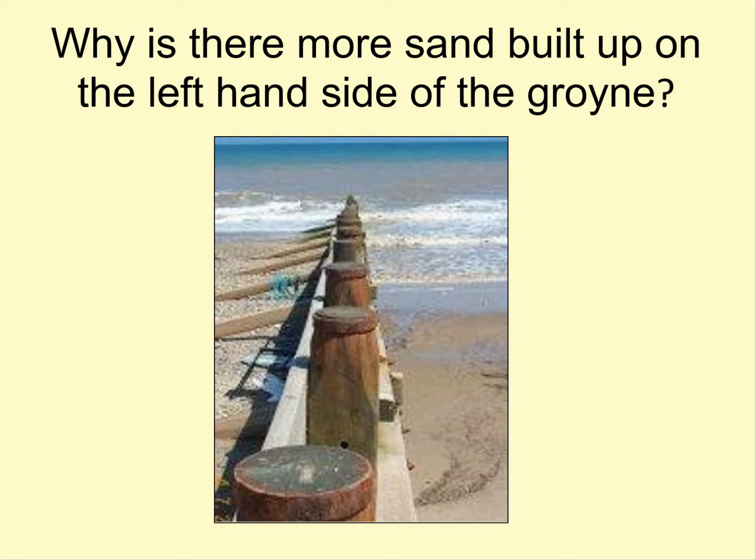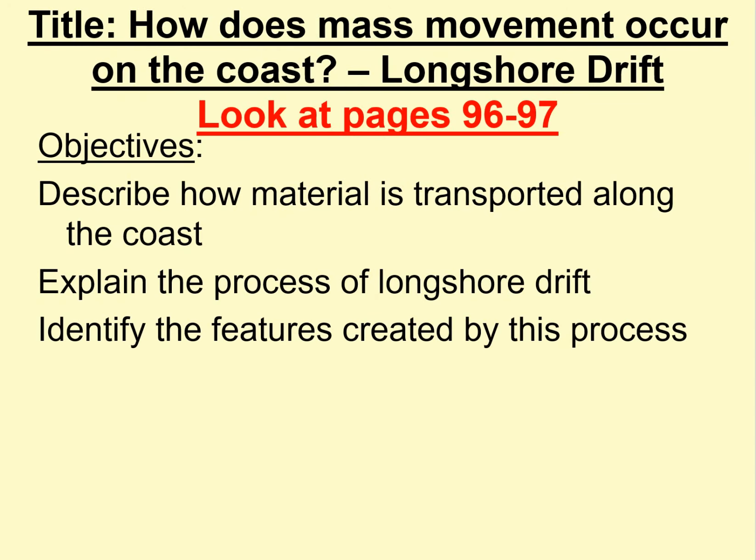You will need reference to the textbook for notes this lesson as well, in particular pages 96 to 97. We're going to be looking at how mass movement can occur along the coast through a process known as longshore drift. We're going to describe and explain how material is transported along the coast and what kind of physical features that can create at the coast.